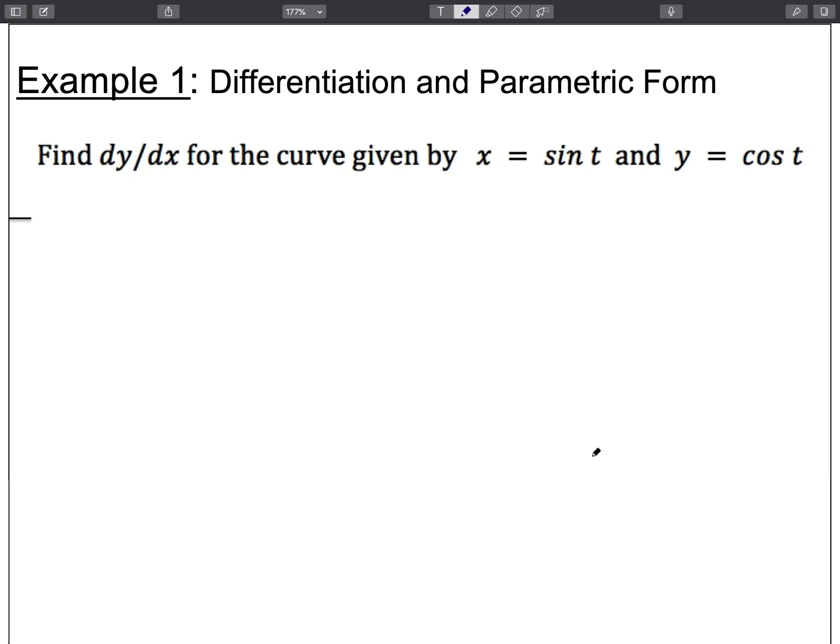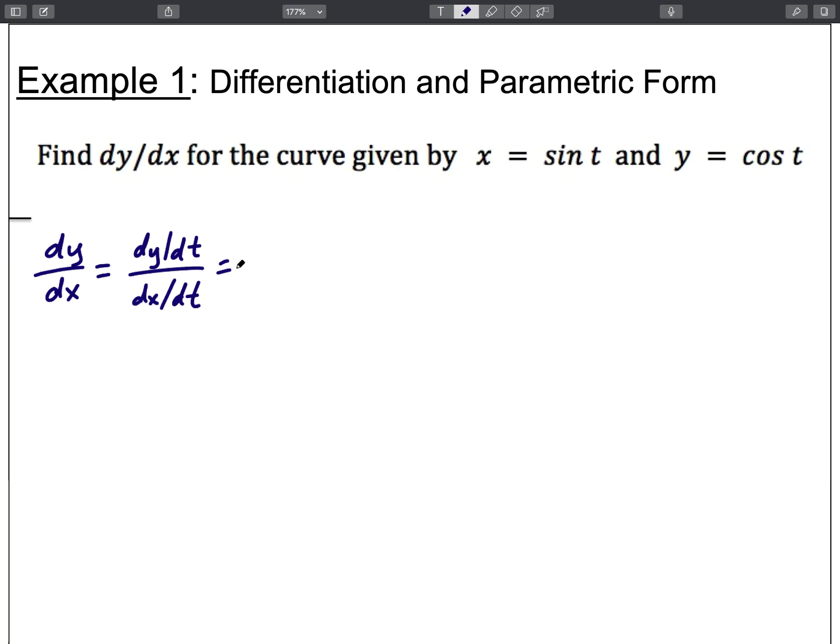So here it says find dy/dx for the curve that's given by x equals sine of t and y equals cosine of t. So again, I know we just mentioned it, but if it was just regular rectangular, then I can take the derivative as normal. But since I'm doing things parametrically, I need to do things with the components. I need to find dy/dt, and I need to divide it by dx/dt. And we did show that the dt's would actually cancel out, so you're left with dy/dx.